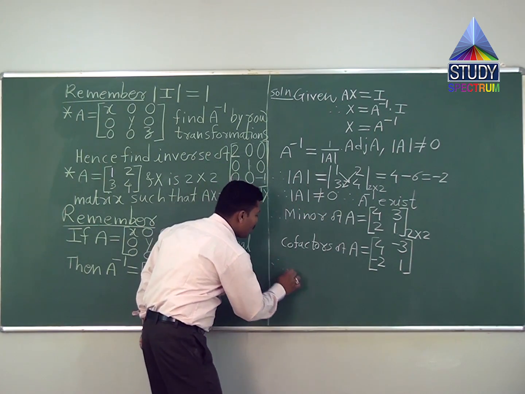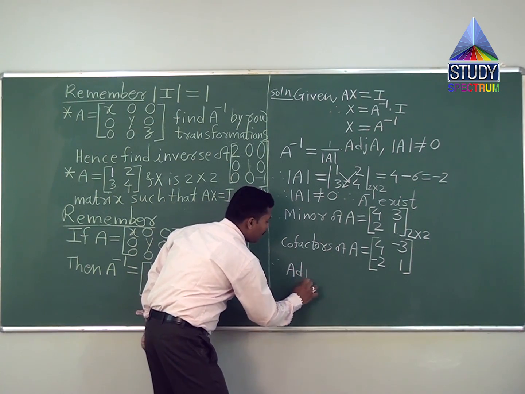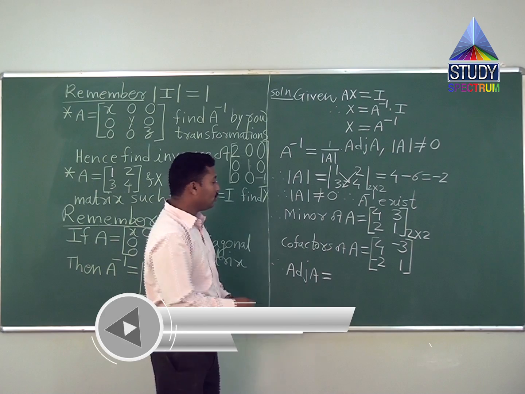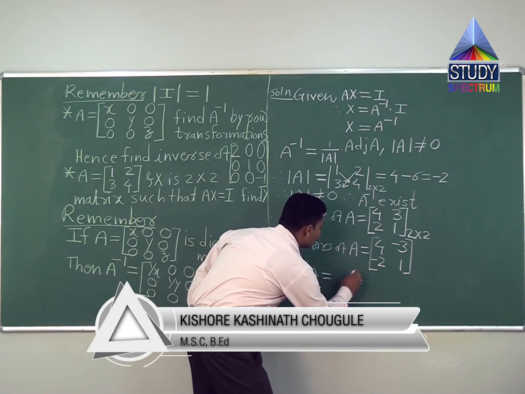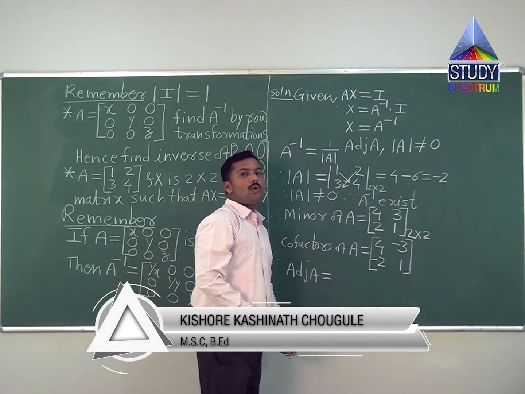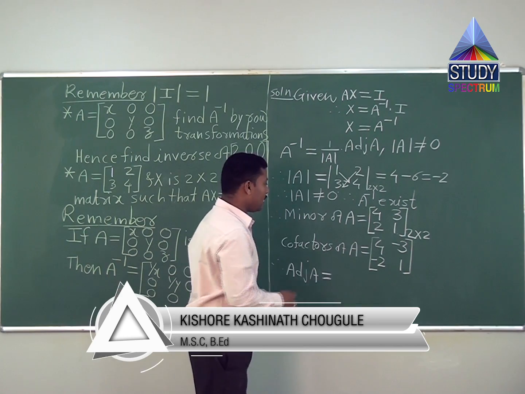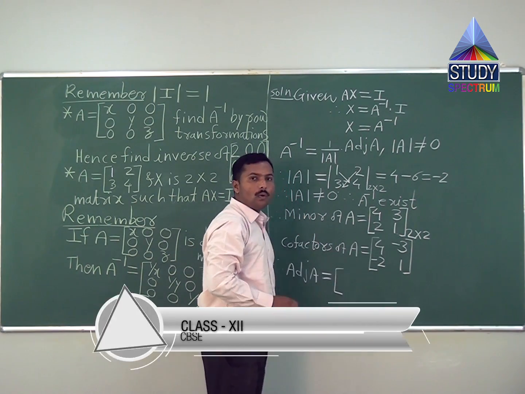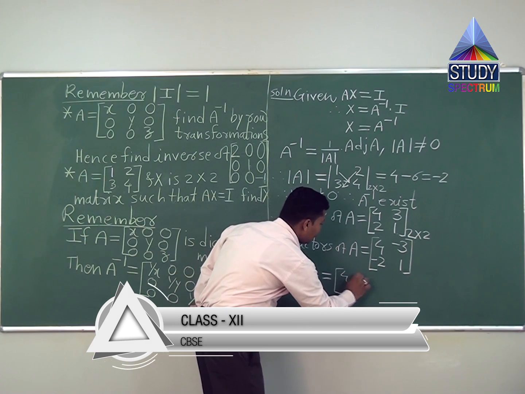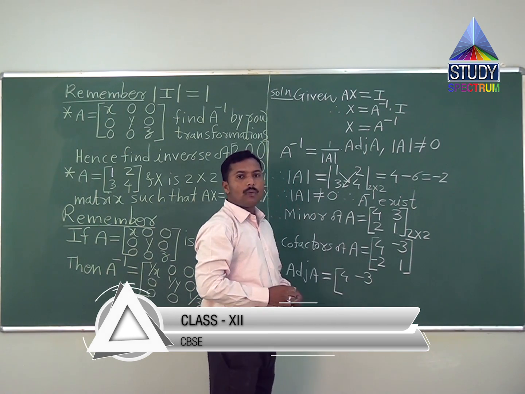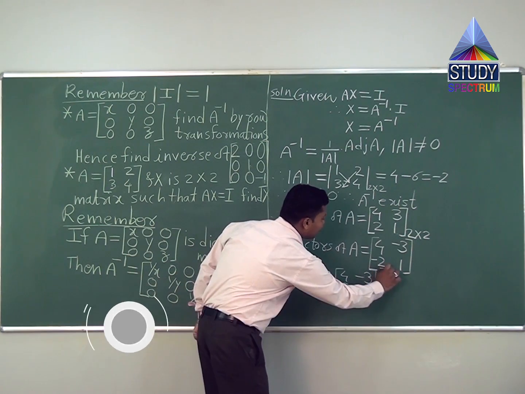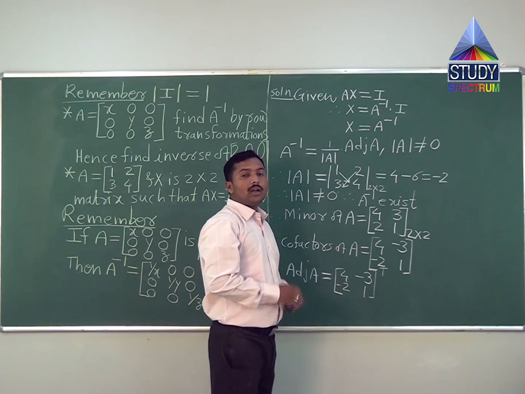So what is the adjoint? Adjoint of A equals the transpose of this cofactor matrix of A. So first row 4, minus 3, second row minus 2, 1, and then take its transpose.